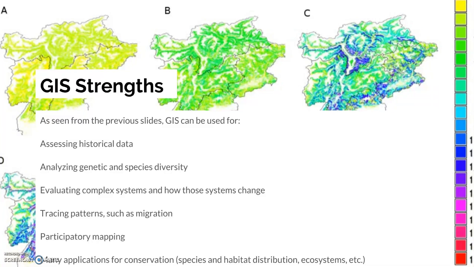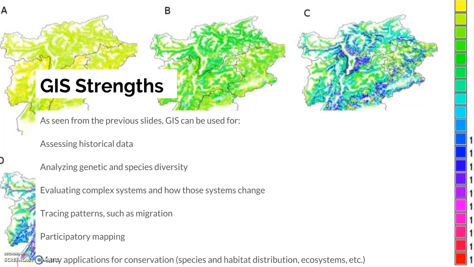it's really good for assessing historical data. You can use older aerial photos to look at things like land use. It's good for analyzing genetic and species diversity. Anytime you have a complex system and lots of data, it's useful for looking at how those systems change. It can be used to trace patterns such as migration. You can use this for participatory mapping, so you can interview stakeholders and plot their information as well. And then there are lots of different applications for conservation.